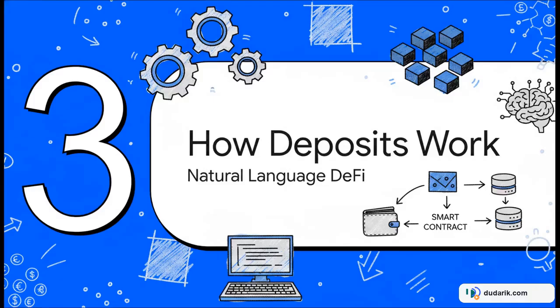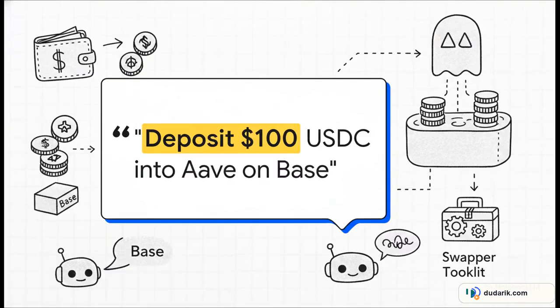Section 3. How deposits work, natural language, DeFi. Okay, let's bring this to life with an example straight from their official docs. Imagine you're working and you just type this natural language command directly into your AI assistant: deposit $100 USDC into Aave on Base. In the past, the AI would just apologize and say it can't do that, or maybe just spit out a tutorial on how you can go do it yourself. Let's see what actually happens when you have the Swapper toolkit installed.